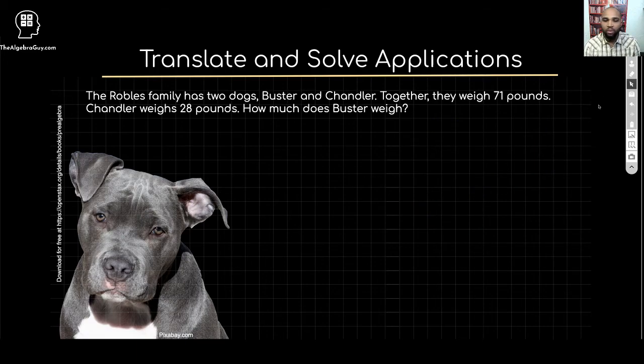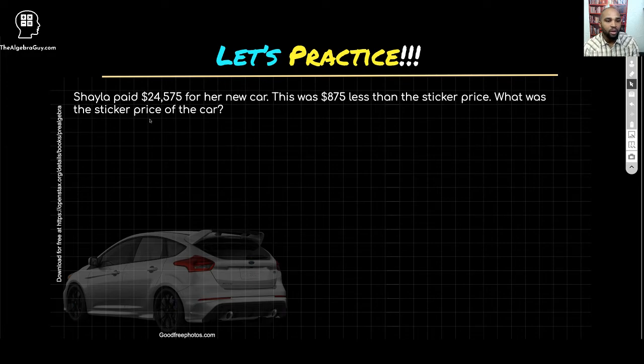All right, next problem. We got a car. Shayla paid $24,575 for her new car. This was $875 less than the sticker price. What was the sticker price? So she paid this, which was less than the sticker price. So it was some price minus $875 gave her this great deal. Or at least maybe she thought it was a great deal. I don't think it's that great.